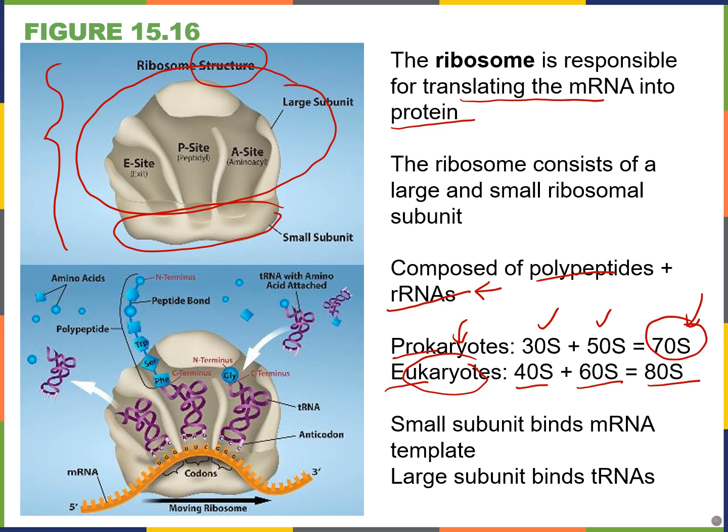If I look in terms of their function, the small subunit will be bound to the messenger RNA. You can see that over here. The large subunit will be binding to transfer RNAs and allowing that polypeptide to form.